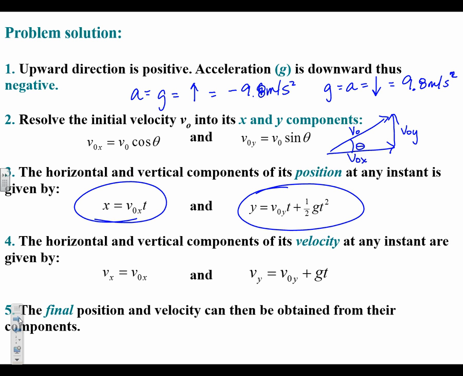Okay, the horizontal and vertical components of the velocity at any instant. Remember, the horizontal stays the same, and we can use this part for this. Also, the final position and velocity can then be obtained from their components. So remember, we can come up with a Vx value, and we can come up with a Vy value. And if we can do that, then we have this, and then we have this, and we can come up with this resultant and its angle. So remember, you can always come up with those final positions and velocities by doing that.